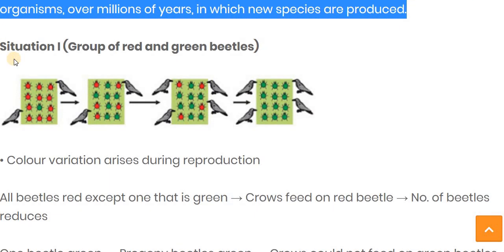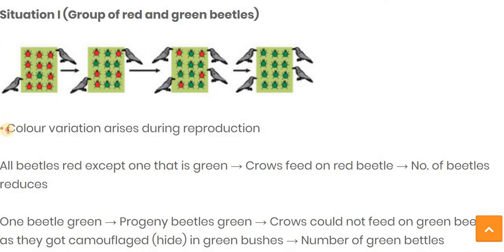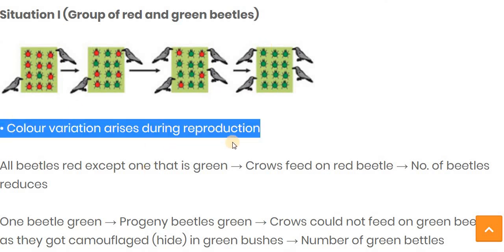Here we study situation 1. The figure is also given showing how evolution takes place. In it a group of red beetles and a group of green beetles are given. In the first figure you can see a group of red beetles, and here a group of green beetles. How did red change to green, how did it evolve? That we will study in this situation number 1 case. The first point is that color variation arises during reproduction.